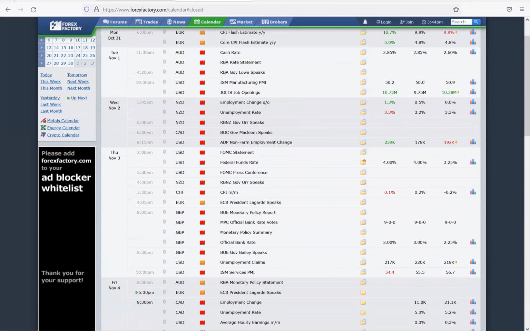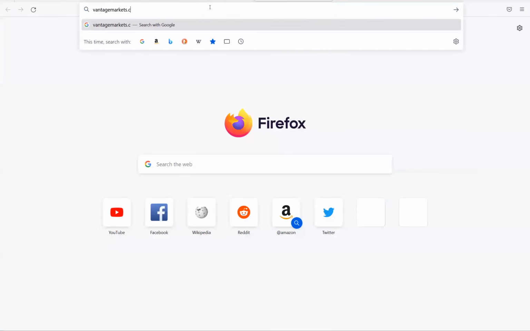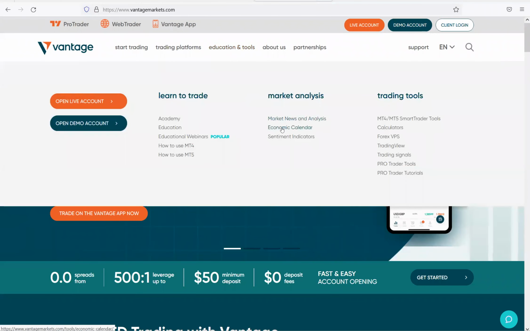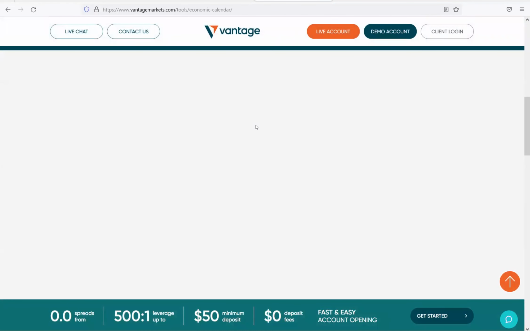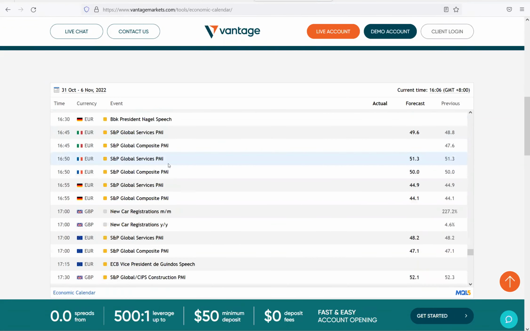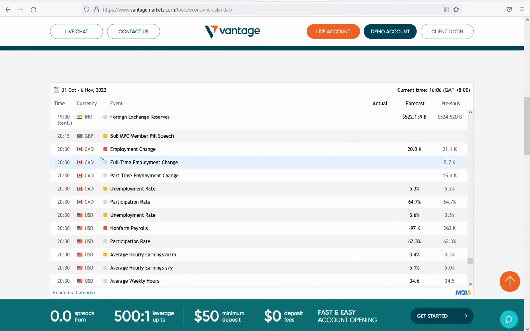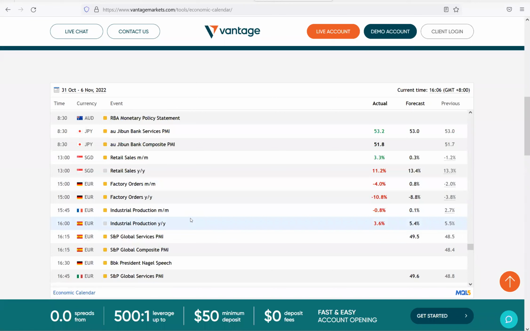For those of you who would like to use the economic calendar on Vantage, you can also go to vantagemarkets.com. So let me just open that. Under Education and Tools, Economic Calendar. You can see that this would be the economic calendar on the Vantage website. It's the same thing. In this case, we also have other currencies here, so apart from just the G7, you can see the different impact and the different data releases on the different currencies.